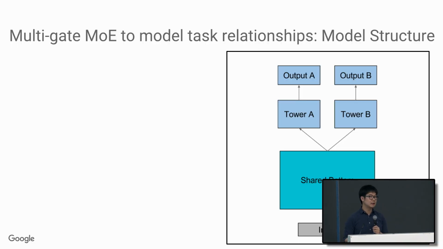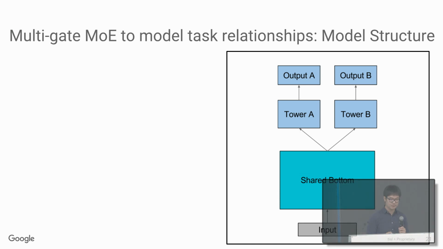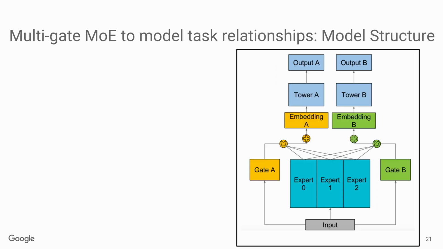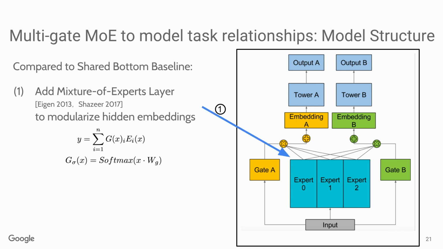So what we do is explore different model architectures, and we propose what we call the multi-gate mixture of experts model, which changes the shared-bottom architecture to look like this. Basically, we make two modifications on the shared-bottom model. First, we introduce mixture of expert layers.